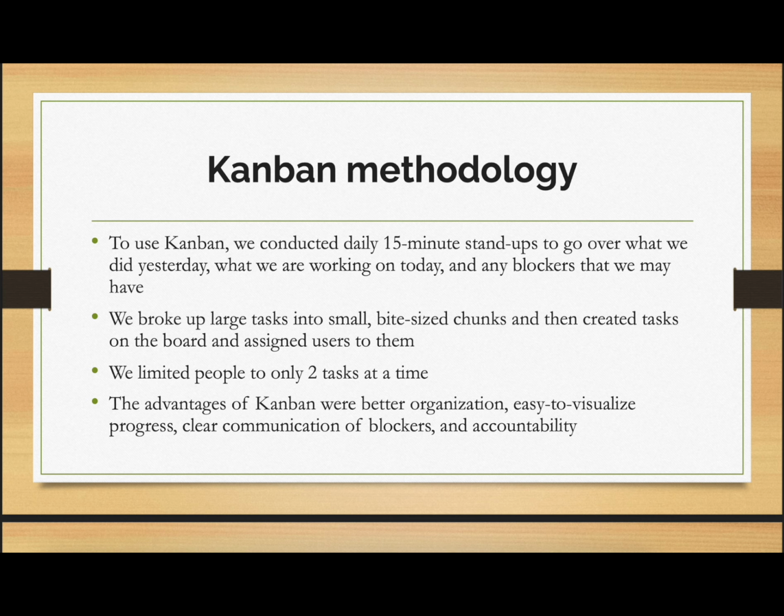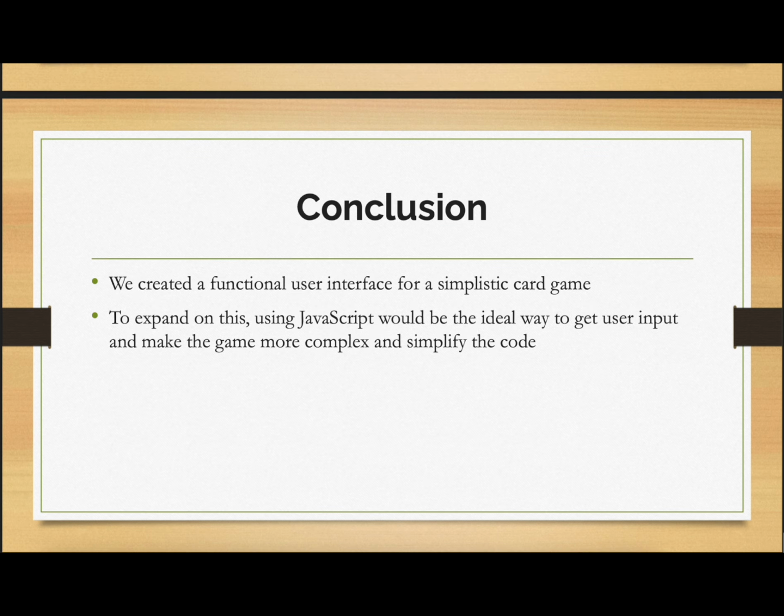The biggest thing we did to make sure we were sticking to the Kanban ideology of limited tasks and focusing on one thing at a time was limiting people to only two tasks at a time. This really helped us organize our project a lot, because it made it easy to see who was doing what and what blockers there were, and it was easy to hold people accountable and make sure we were making consistent progress on a day-to-day basis.